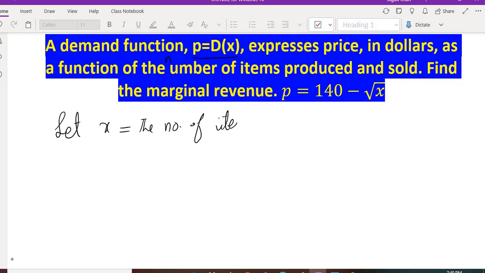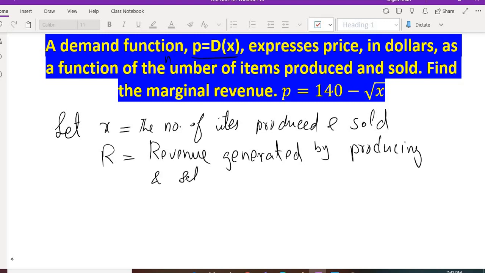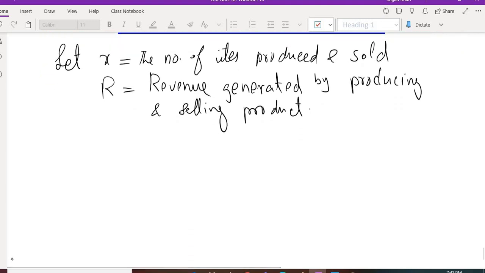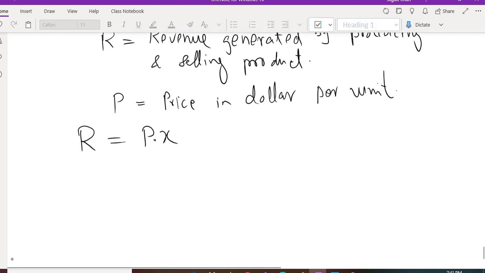So we have to suppose that x is the number of items produced and sold, and R is representing the revenue that is generated, or the money that is generated by making or producing and selling a product, right? And we already know that P is the price in dollars per unit. So revenue is actually the price times the number of units. So we have x, we have P.